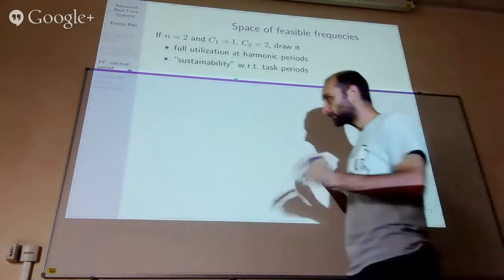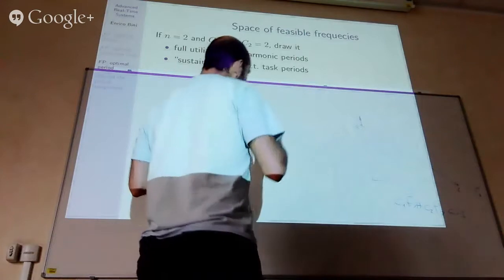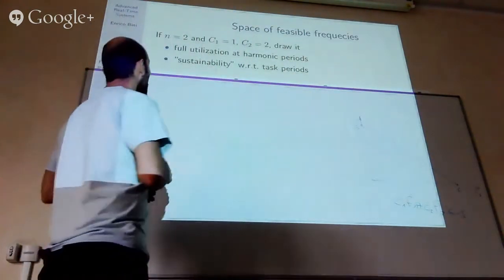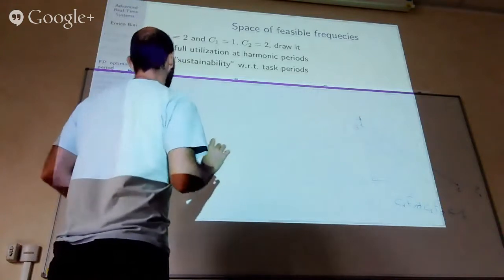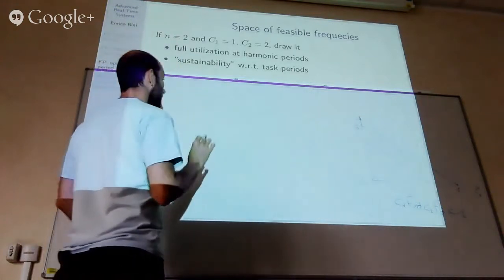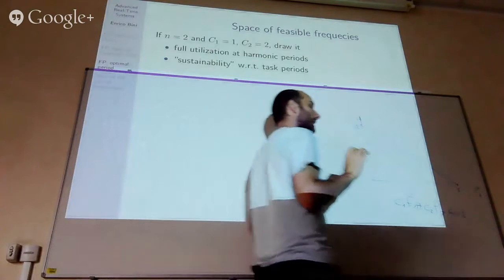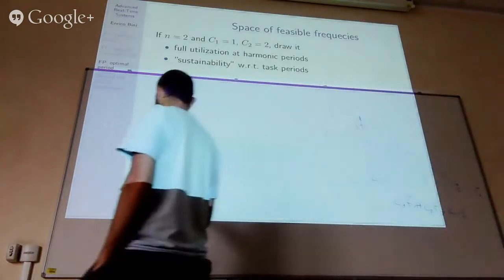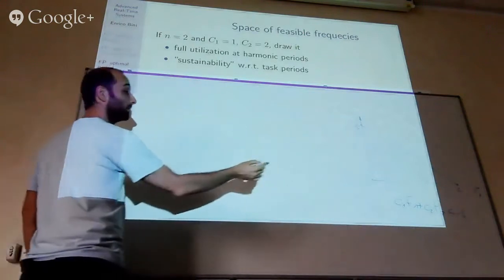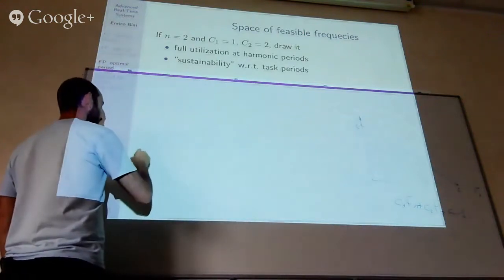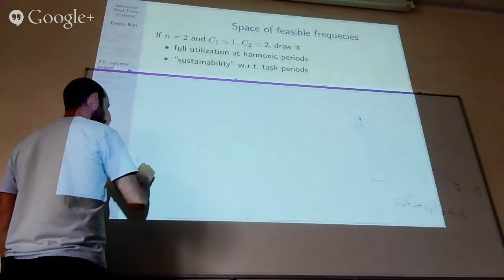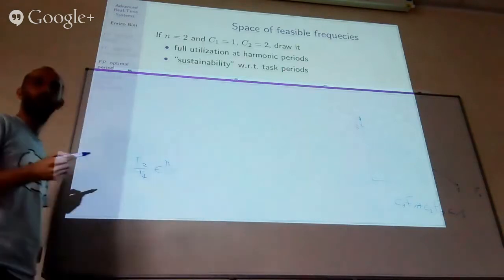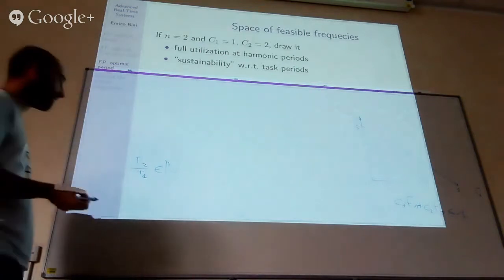Okay, now let's reason about some facts, some information that we have. One piece of information that we know is that if task periods are harmonic, which for those of you who don't know, in the case of two tasks just means that T2 over T1 belongs to natural numbers.